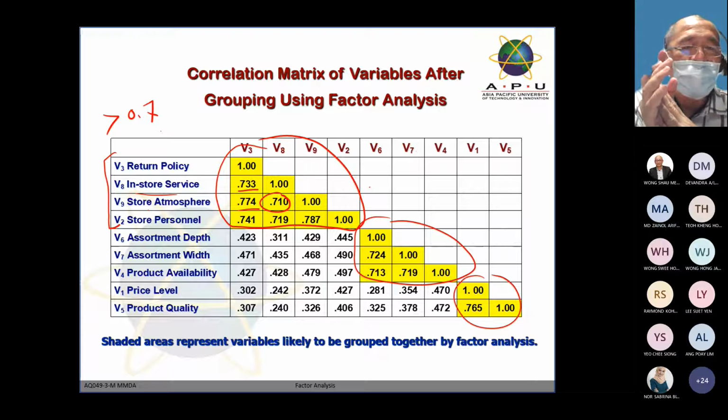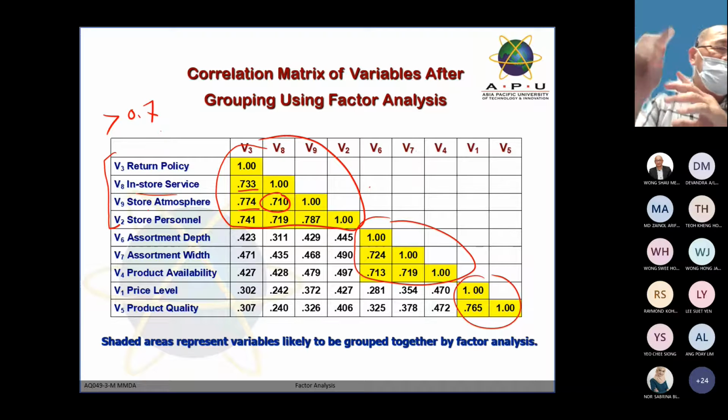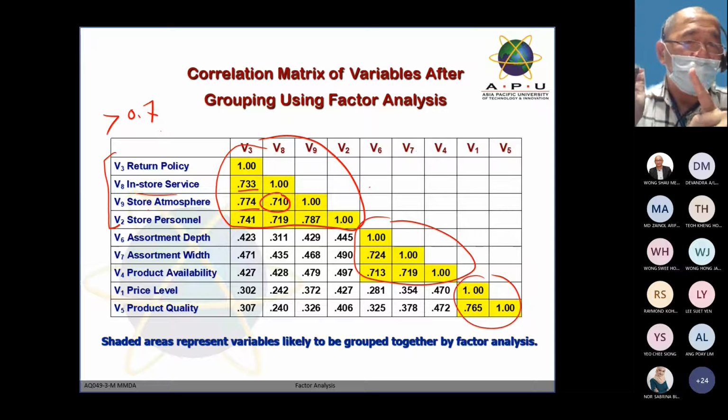Okay, so if you cannot find a factor name that represents all the variables, at least it can be used to represent most of the variables. Also consider that. Okay, this is the first method.